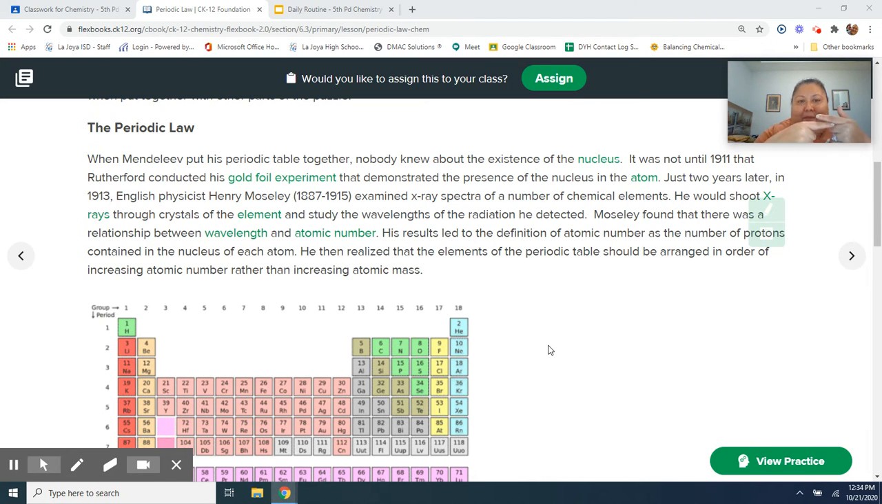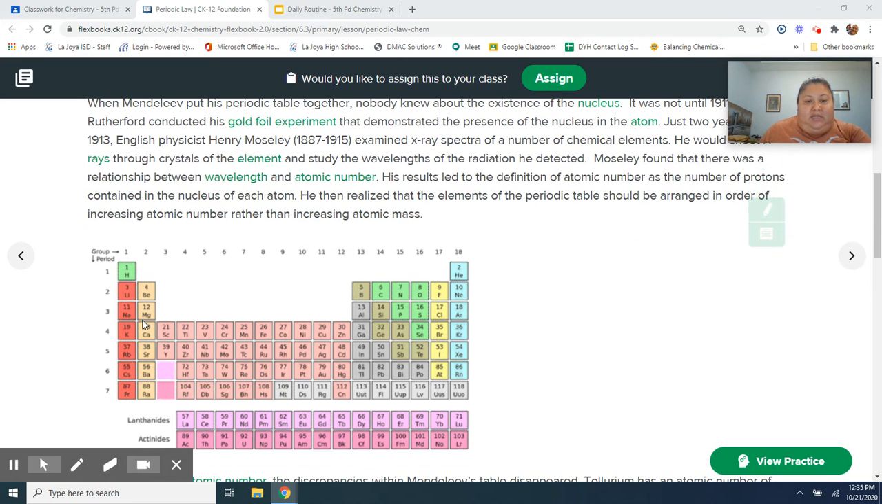So, what ended up happening? What was the result after that? He realized that elements on the periodic table shouldn't be arranged according to increasing atomic mass. It's better if it's by atomic number. And an atomic number, always remember, is the number of protons. So for hydrogen, if you look here on the periodic table that we have here, hydrogen has an atomic number of 1. So that means in that nucleus for hydrogen, you have 1 proton.